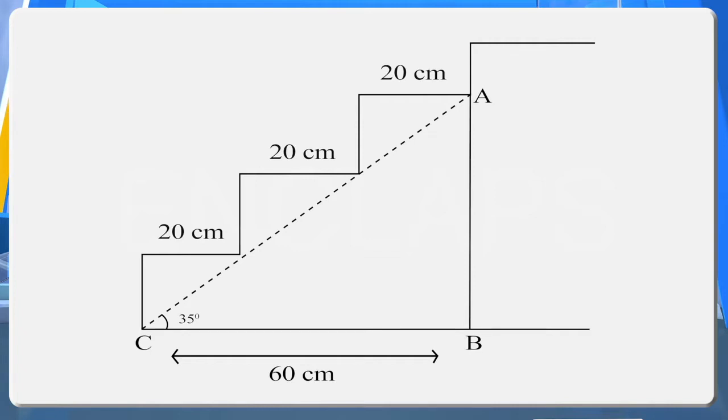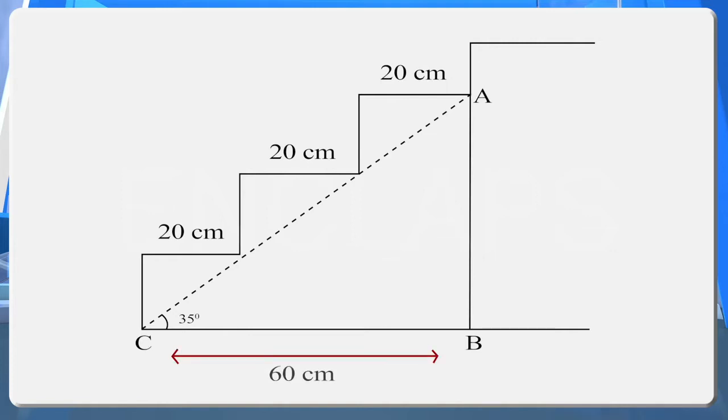Just plot the structure like this. Here, AB is the height that we want to find out. We can see that the width of one step is 20 centimeter. He is standing at the third step. So, length CB equals 20 into 3, that is 60 centimeter.